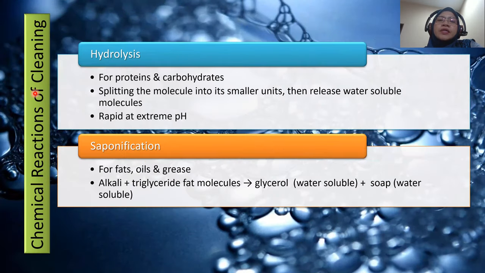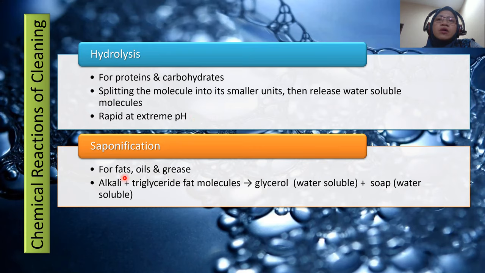Detergent may as well cause chemical reactions. The main chemical reaction is hydrolysis. This can affect protein and carbohydrate based soils, and hydrolysis will split the large molecules of proteins and carbohydrates into smaller units, which are water soluble molecules. Then the molecules will dissolve in water. This reaction will accelerate at extreme pH of alkali and acid.